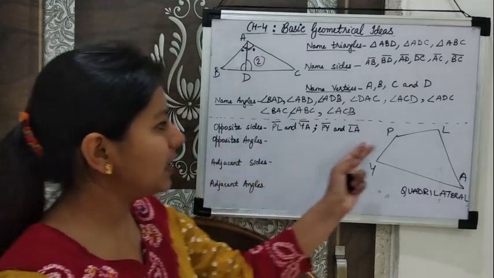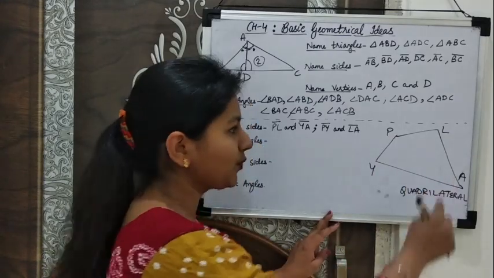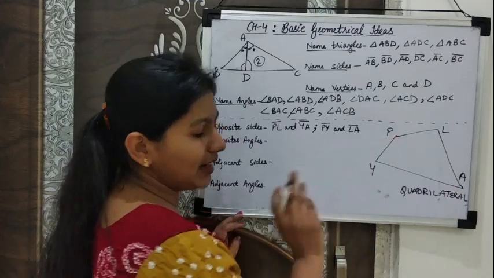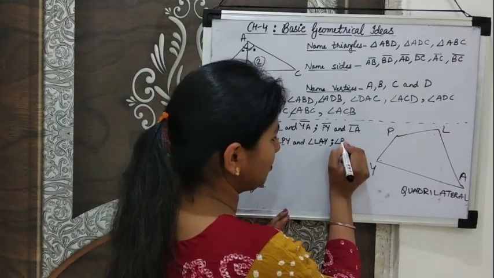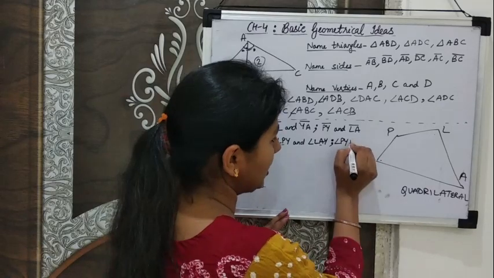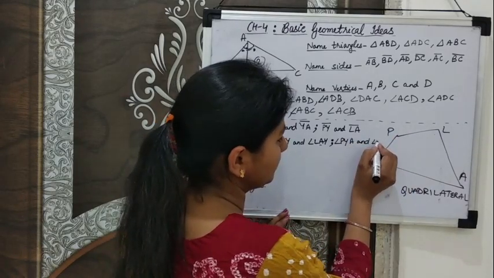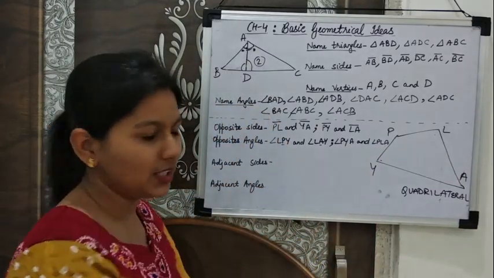Similarly, opposite angles. I can see, what is opposite to P? A. And what is opposite to L? Y. I will not write it only as P. So we will name it as angle PYA, and the other pair is angle PLA. So these are the 2 pairs of opposite angles.